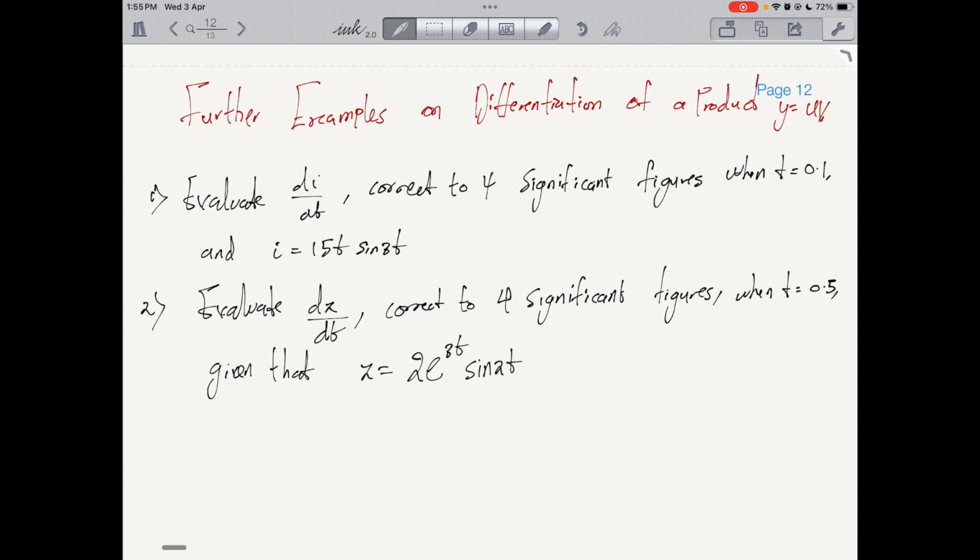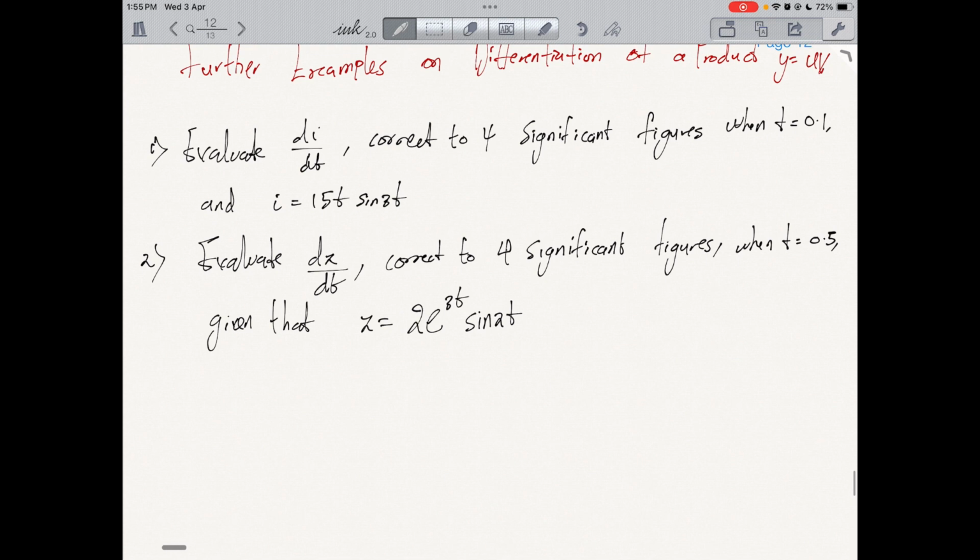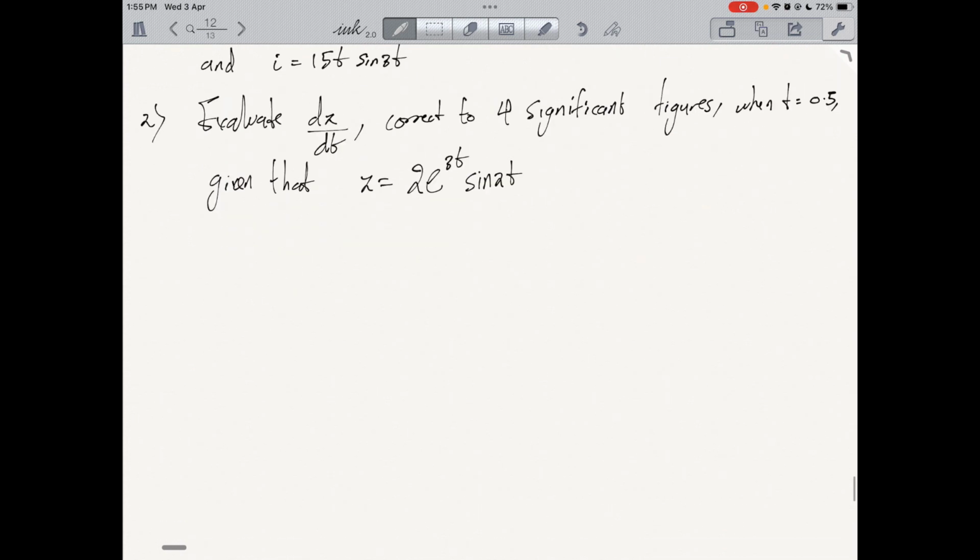And now let's solve further examples on differentiation of products. This time, we are given a value of t which we will substitute after we have found the differential. So let's start with question 1. It says evaluate dI/dt correct to four significant figures when t is equal to 0.1. So number 1, I is equal to 15t sine 3t.